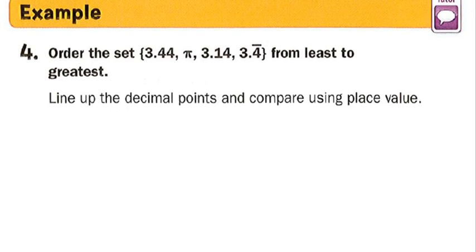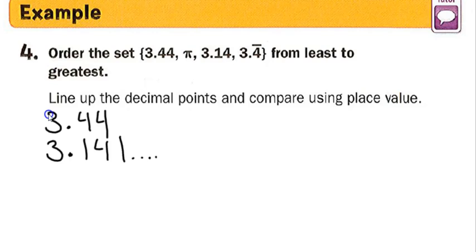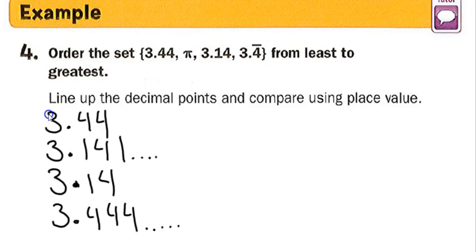All right, so here we go. We need to figure out which one's the smallest and which one is the largest. A way to do this is often to line them up by their decimal point. That really makes it easier for us. So let's start with 3.44. Then we had pi, which is 3.141... That goes on forever. Then we have 3.14, and then we have 3.444 repeating on forever and ever.